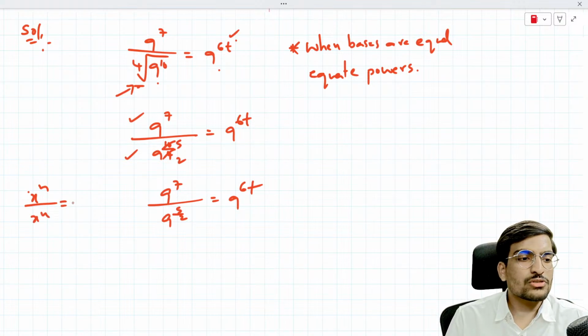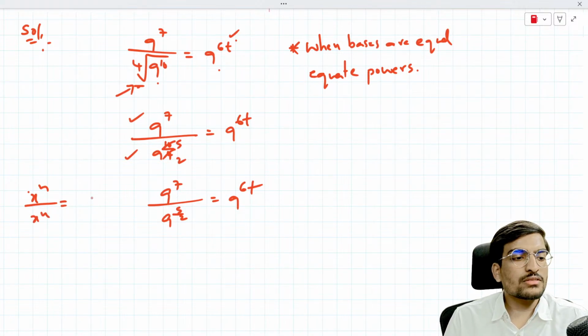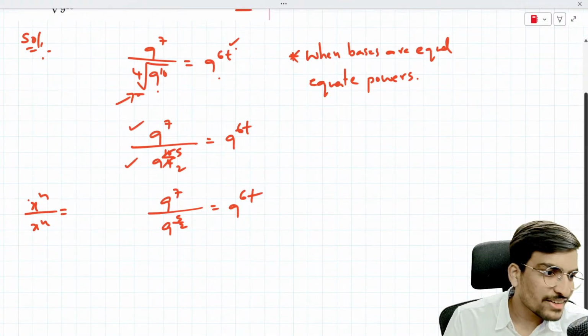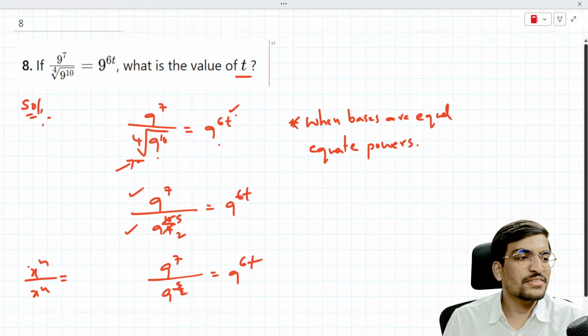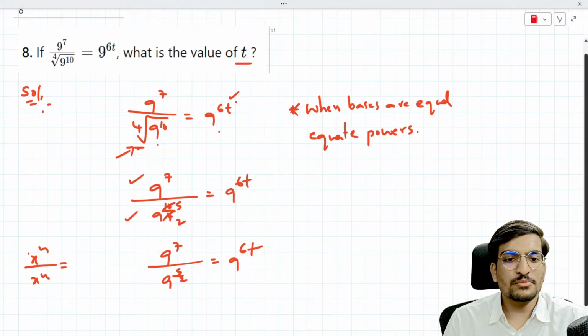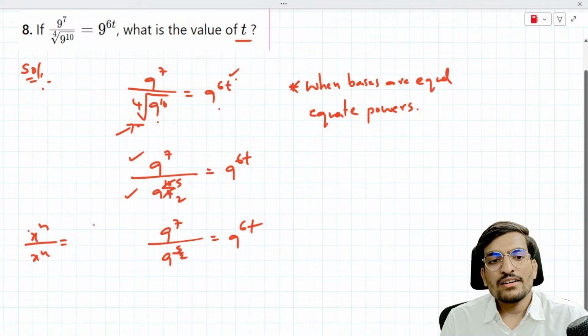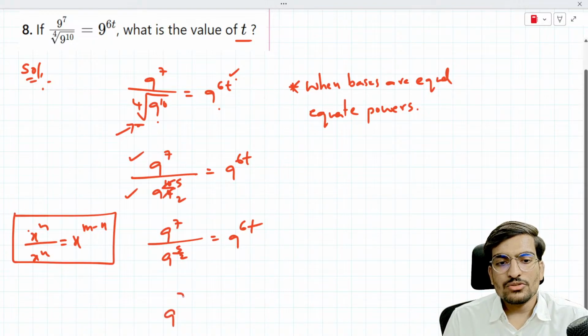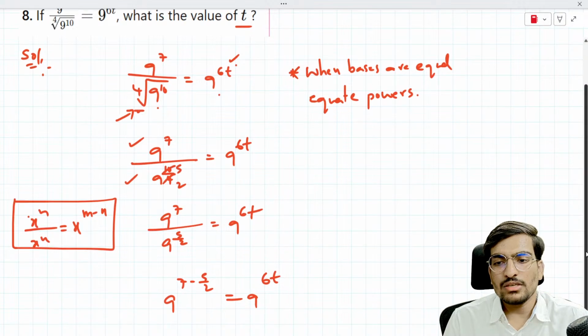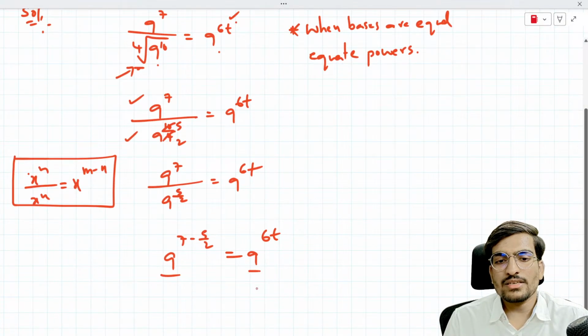Saidur Rahman answered 4, and this guy, Bhaichandra, he answered D. Okay, fine, sorry, just remove that. Let's see. x power m by x power n equals x raised to the power of m minus n. So now 9 raised to the power of 7 minus 5 by 2 equals 9 raised to the power of 60. So now you can see clearly bases are equal, equate the powers.